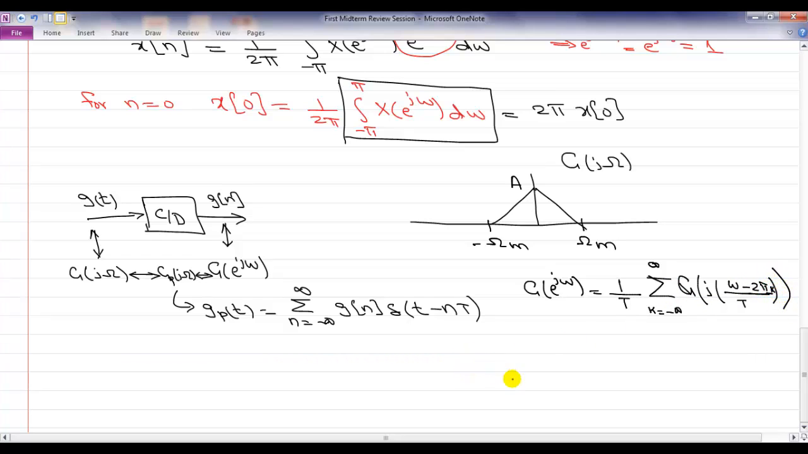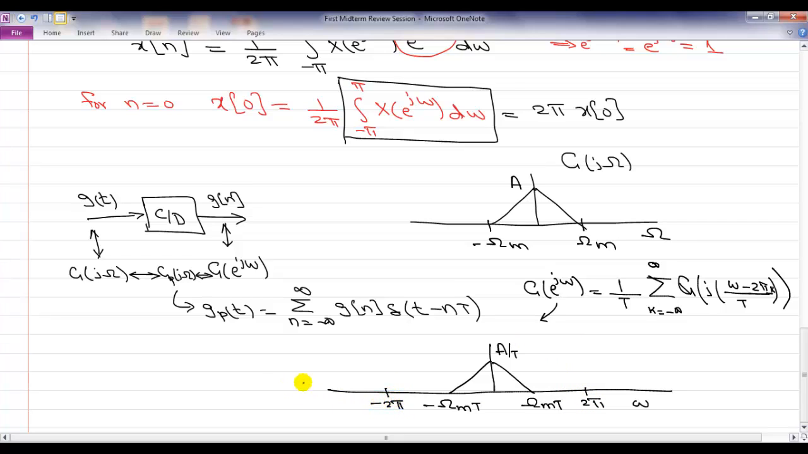And the way it looks is you first scale the main copy at 0. So this is the capital omega axis. Now you are in the little omega axis. The height gets scaled by a over T. And then this gets omega m T, and this gets minus omega m T. So the frequency axis gets multiplied by capital T. And then there is a periodic repetition of that at 2 pi, at minus 2 pi, and so forth.